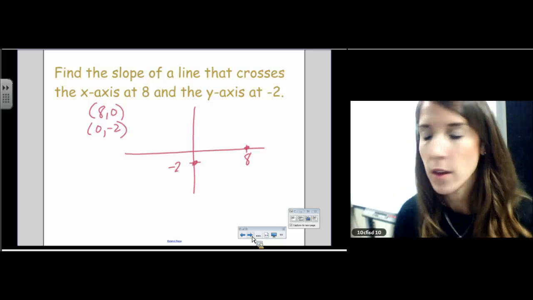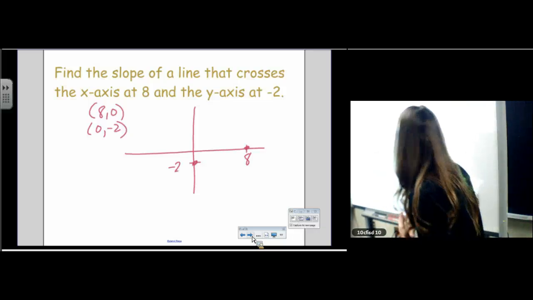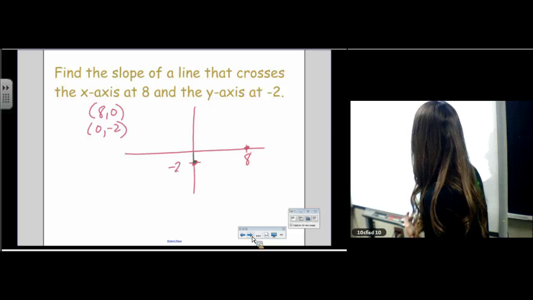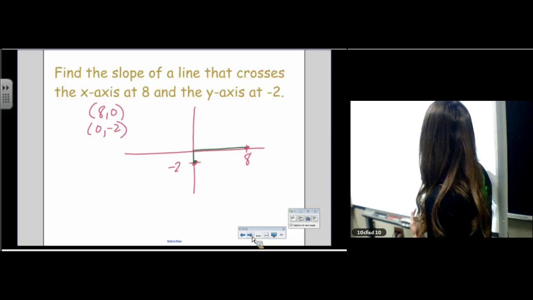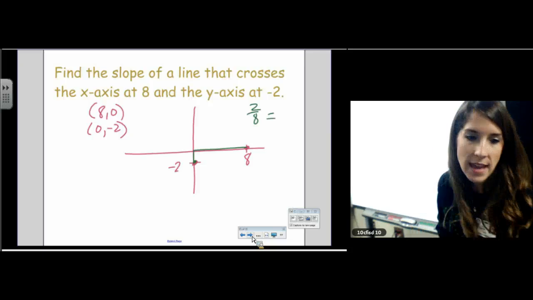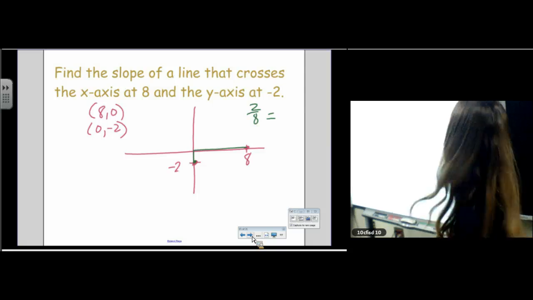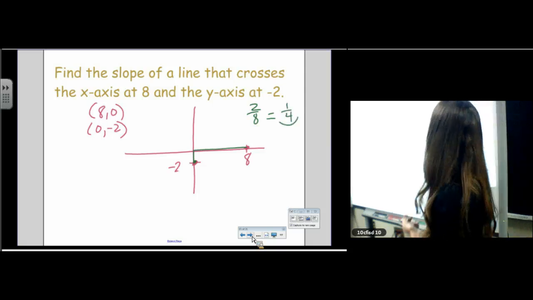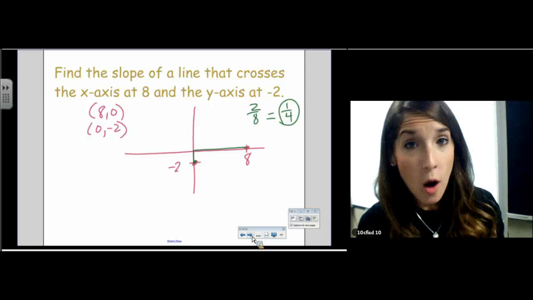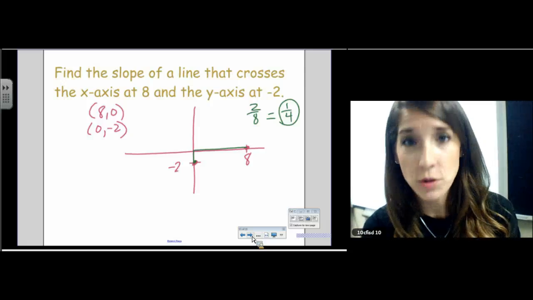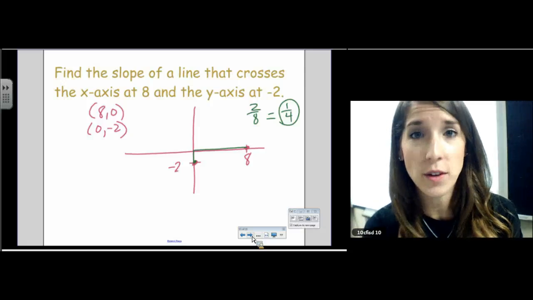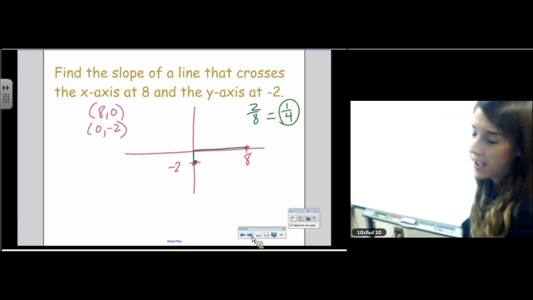So the rise is what? The rise is 2 and the run is 8. So what would the slope be? One-fourth. You always reduce your slope, always, every time, all the time, reduce your slope. Yes, you have to reduce, always reduce your slope. Simplify, yeah.